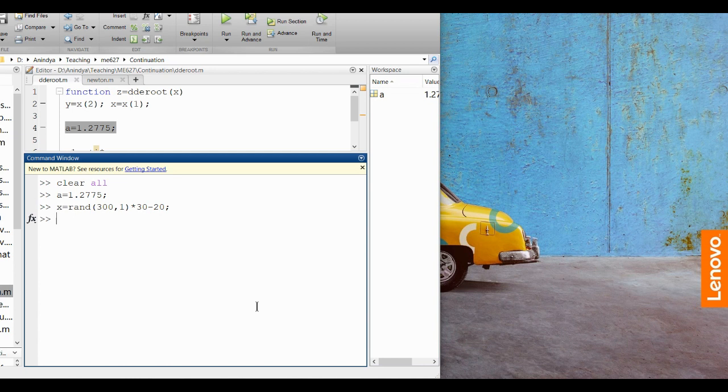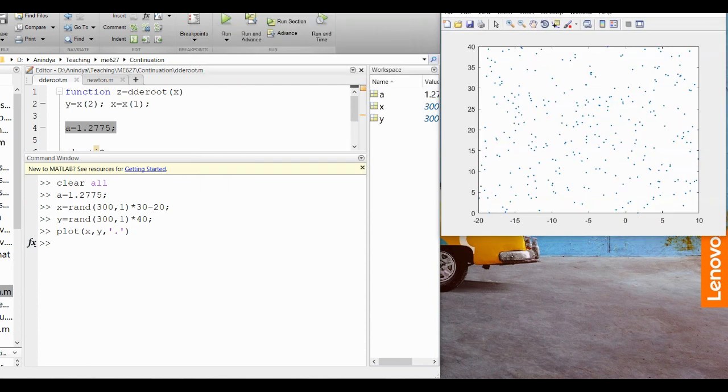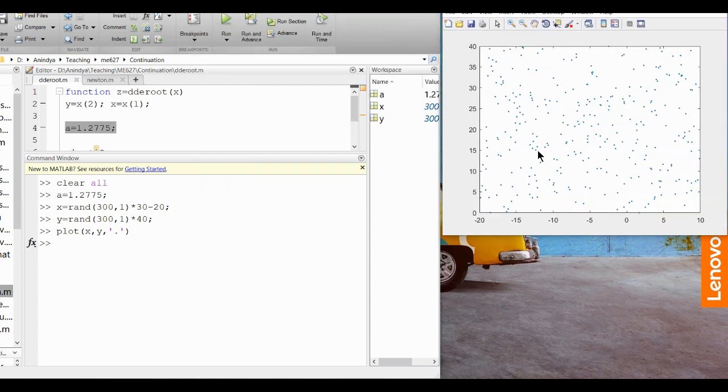Let me say y is equal to rand(301) times 40. So now y goes from 0 to 40. This is because our roots are complex conjugates. So if x plus iy is a root, x minus iy is also a root, and we don't have to find both of them necessarily. So I can show you my initial guesses, and the initial guesses are like this. They're sort of scattered all over the place. You can see the points.